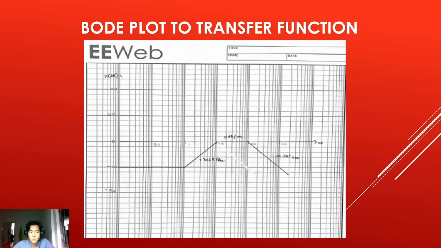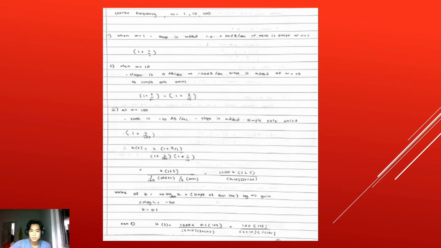So let's start with the first corner frequency. When omega equals 1, the slope is increased by plus 20 dB, and then a zero exists at omega equal to 1. So as I said, for the basic knowledge, when the slope is increasing by 20 dB, a zero is present. So it is the same with this one. A simple zero will be present, so the equation will be 1 plus s over 1.